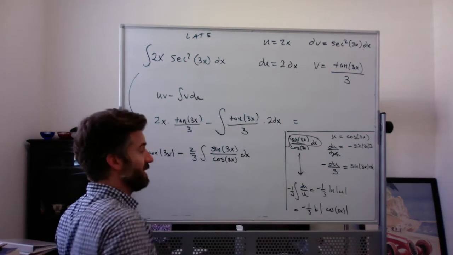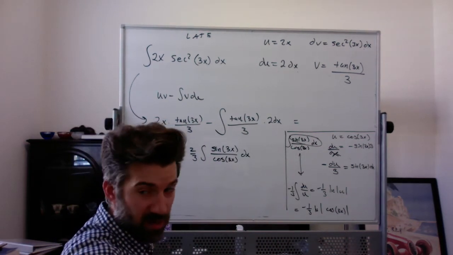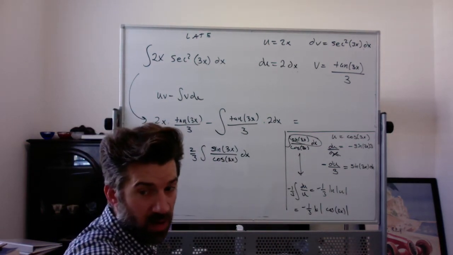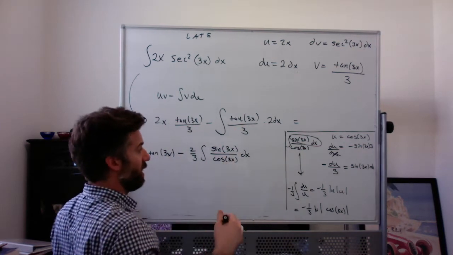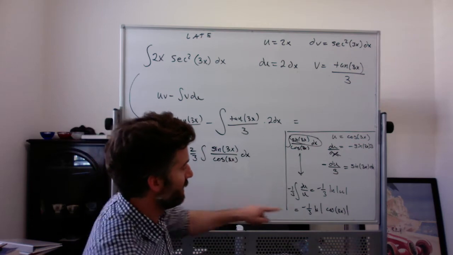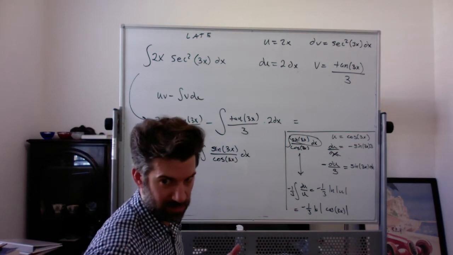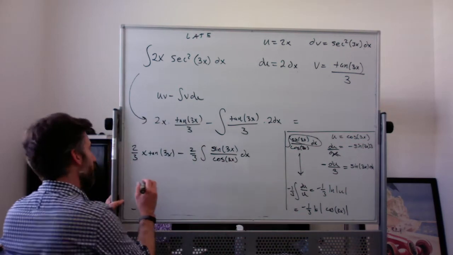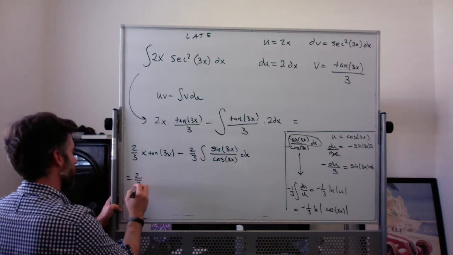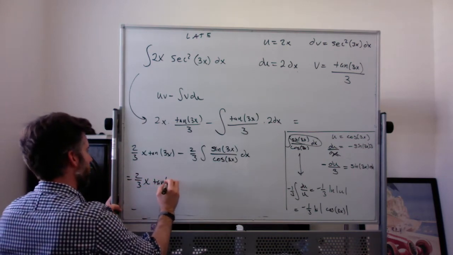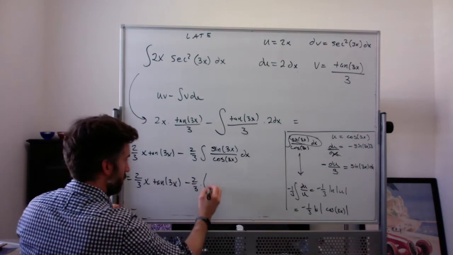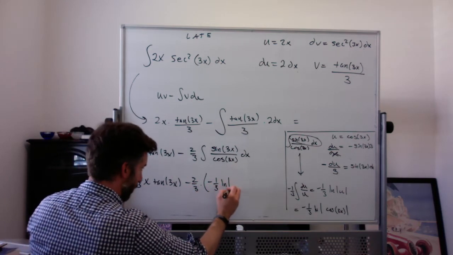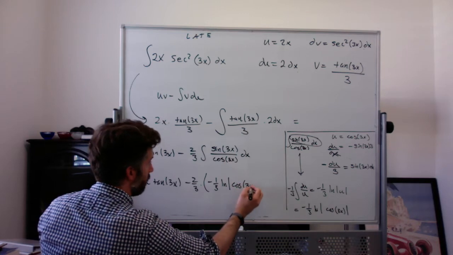So whenever you're integrating tangent, if the integral of tangent of x is negative natural log of cosine of x, the integral of tangent of 3x is negative natural log of cosine of 3x divided by 3, just like we always do when we have that kind of thing. Here's what we get. We get 2/3 x times tangent of 3x minus 2/3 times negative 1/3 natural log of the absolute value, yes you need it, of cosine of 3x.